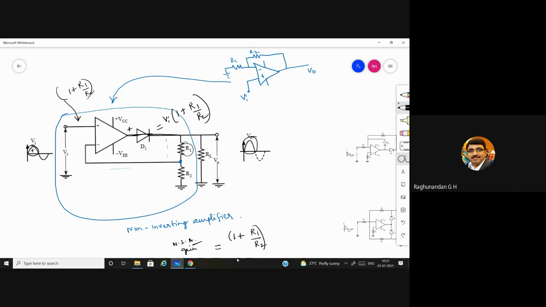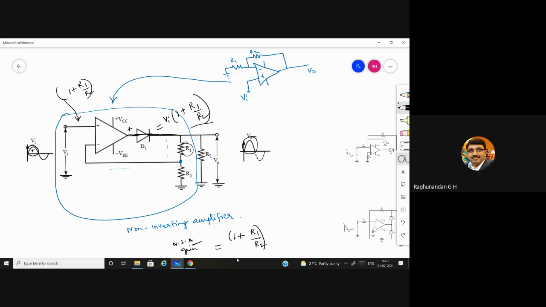What do you observe in these two? What is the change which you observe? It's amplified, sir. Yes, the output is an amplified version of the input. This is because of 1 plus R1 by R2, which is the gain given by the feedback path. So this is how you can rectify as well as add some gain.